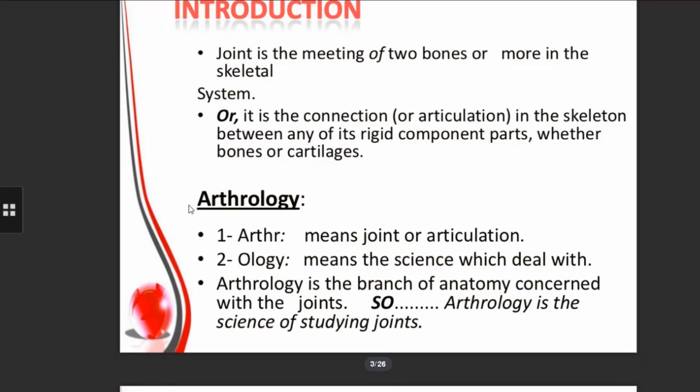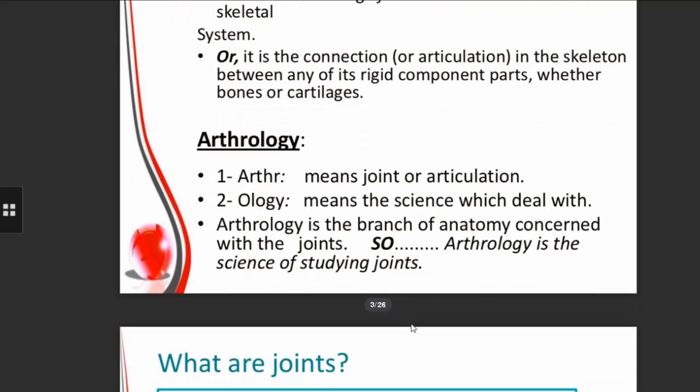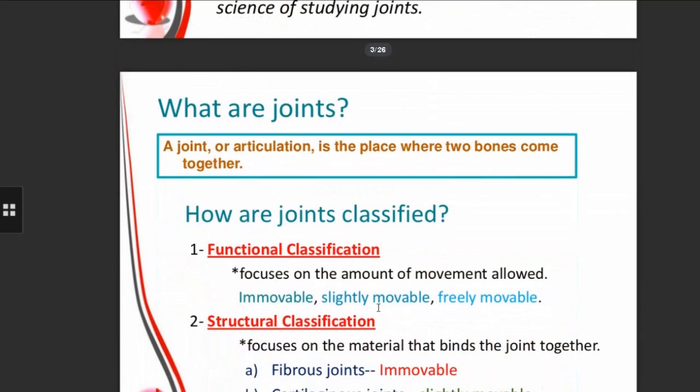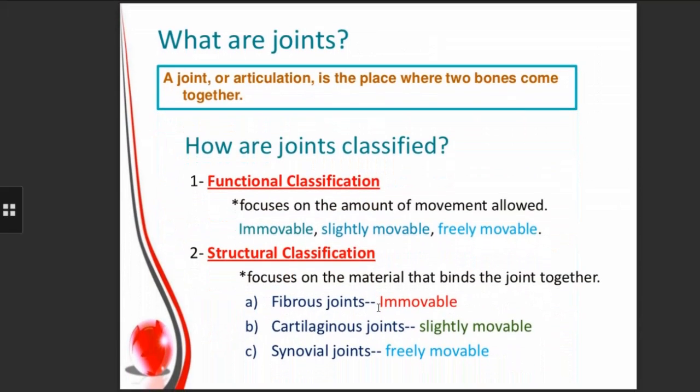So, arthrology. Arthro means a joint or any articulation. Ology means a study of that thing. Meaning arthrology is a branch of anatomy which deals with the study of joints. So arthrology is the science of studying joints. What are joints? As we discussed earlier, a joint is where two bones come together.